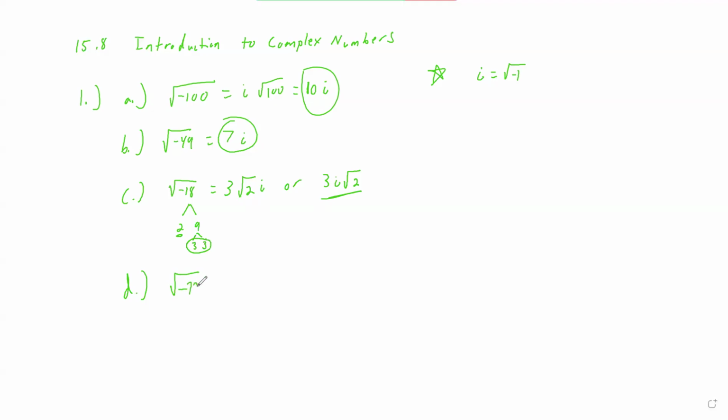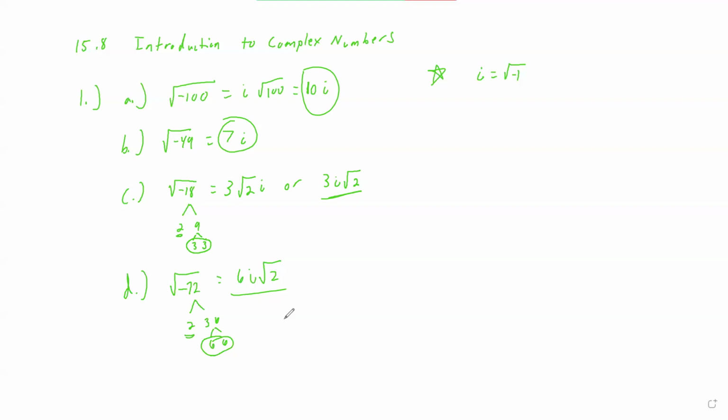So we have square root of negative 72. So again, I pull out the i, and then I'm going to work out the work. So this becomes 2 and 36, 6 and 6. You could keep going if you want, but it does only take two of the same numbers to pull out. So I pull out the 6, and then I'm left with the 2. So I have 6i square root of 2.